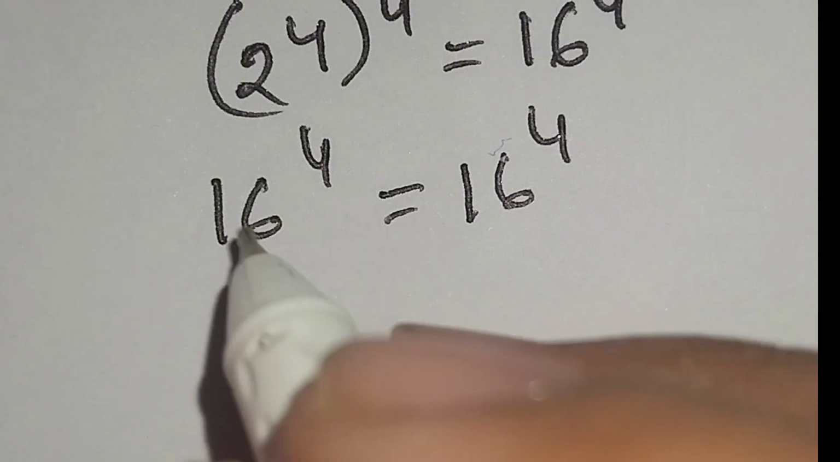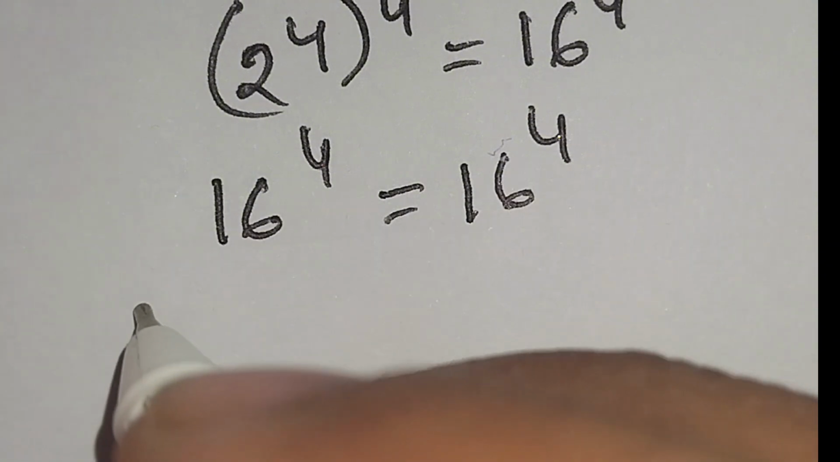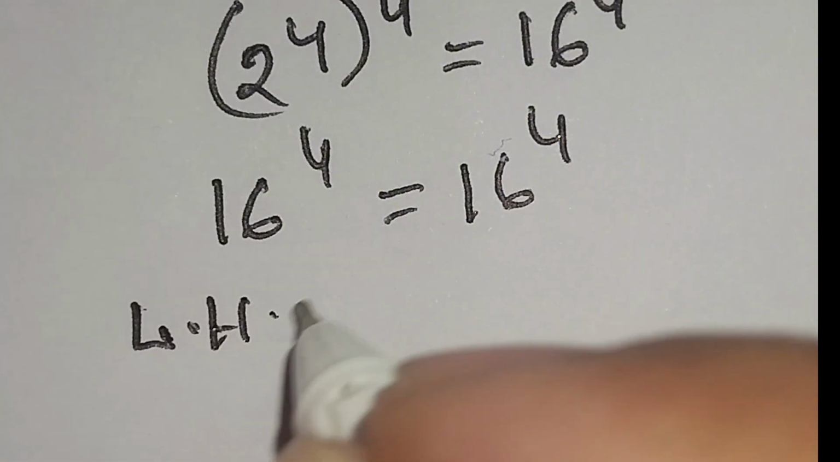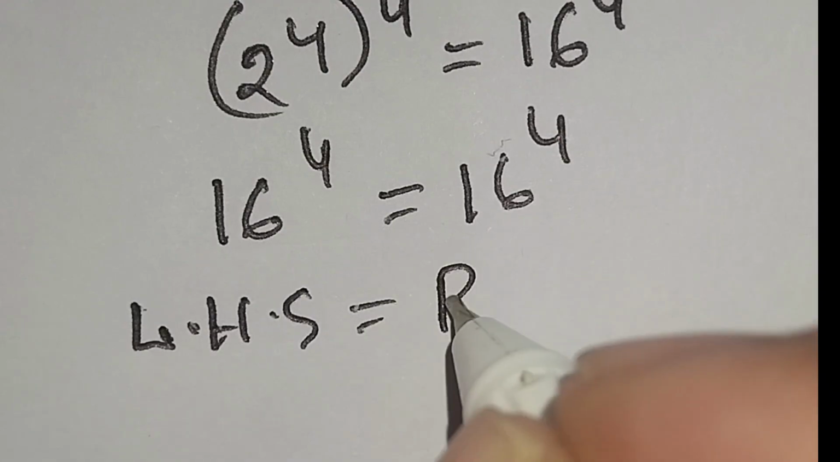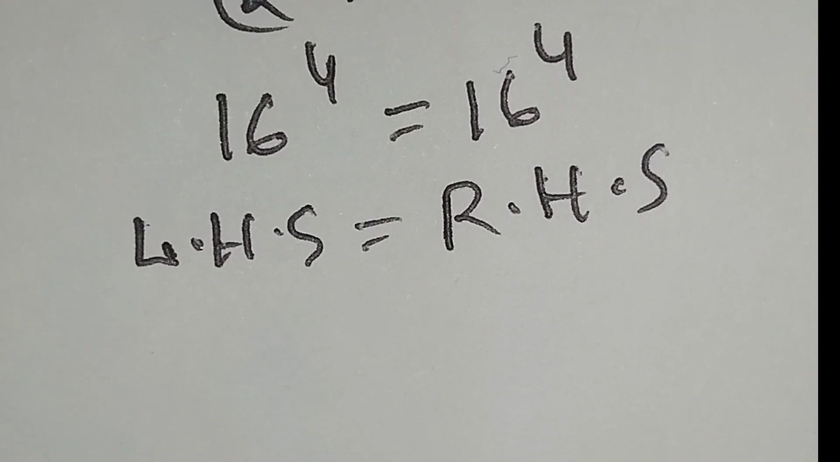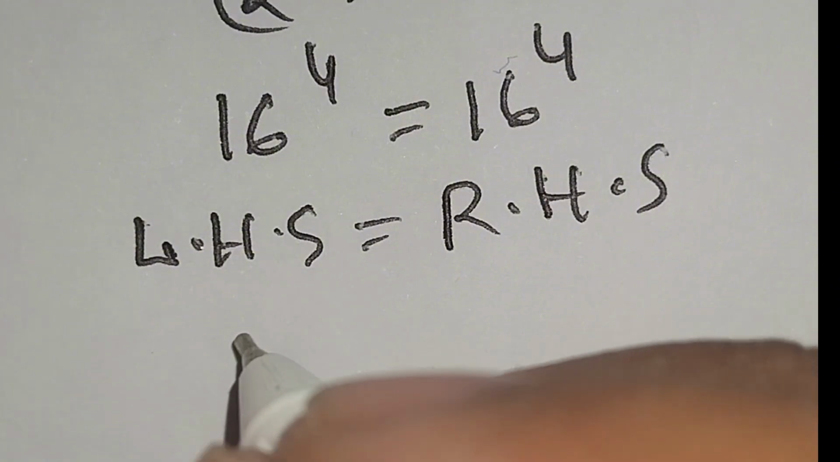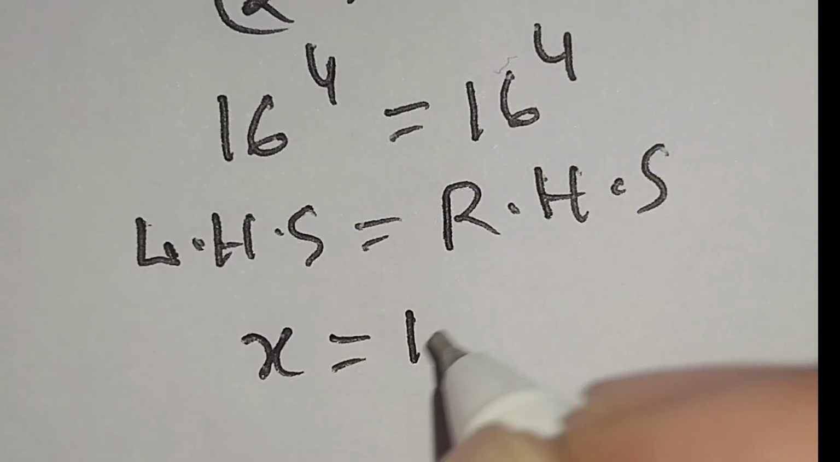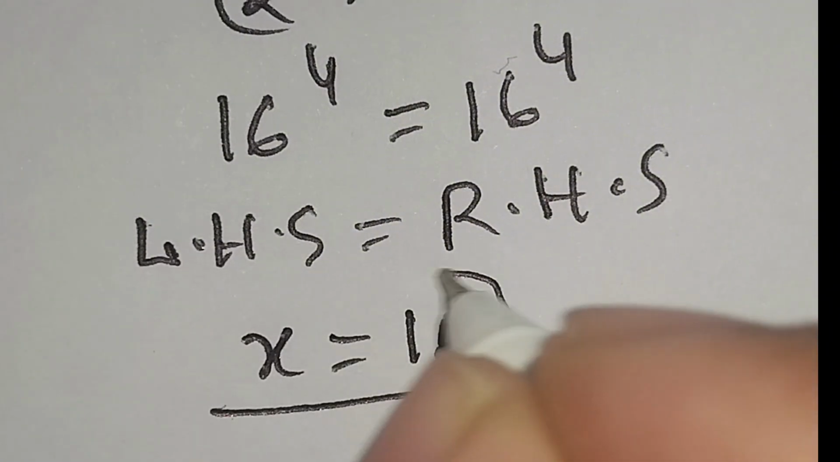Here both sides are equal, so the left hand side is equal to the right hand side. Therefore, our value x is equal to 16. This is our final answer.